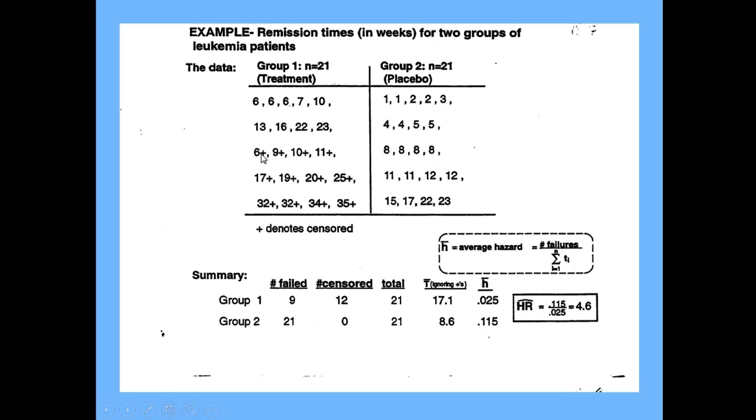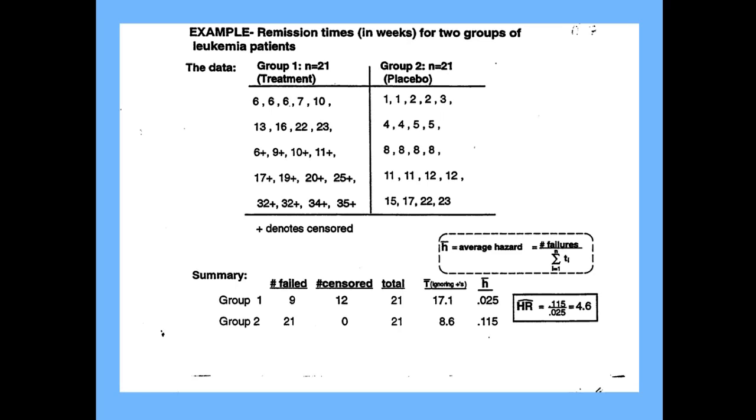So the plus means, like the 6 plus says that this person was in remission for 6 weeks. But after 6 weeks, we don't know what happened to them. We really don't know whether they went out of remission at 6 weeks.